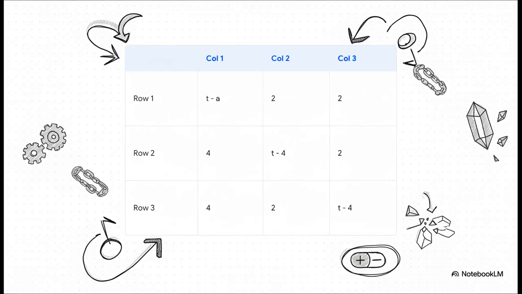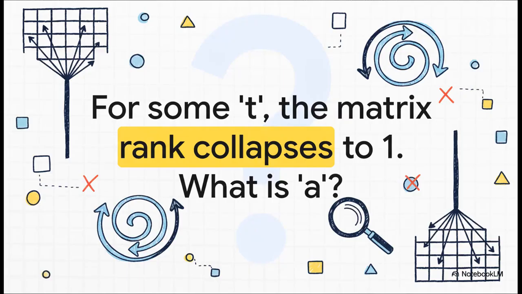All right, meet our new person of interest, the matrix AT. As you can see, its entries aren't fixed. They depend on these two parameters, A and T. You can think of it like an unstable structure, where its properties can just completely change depending on what those values are. Now, we've just received a very critical piece of intelligence.